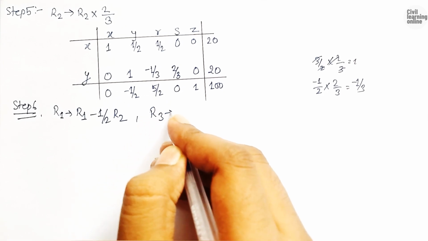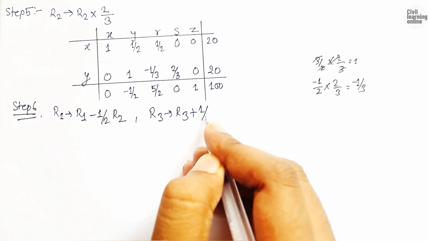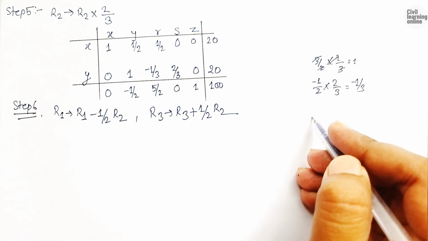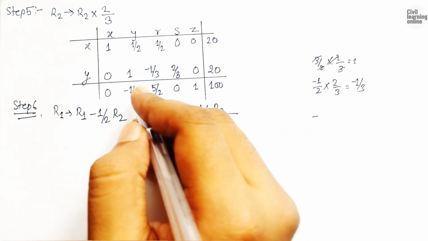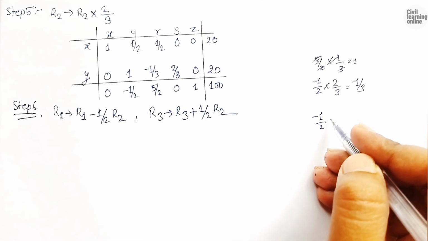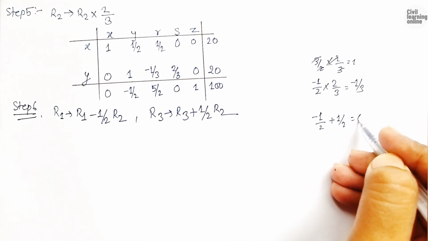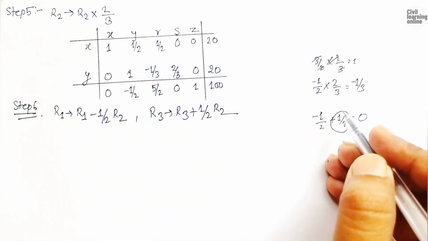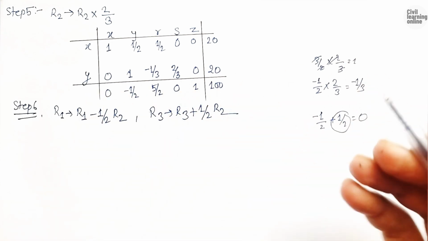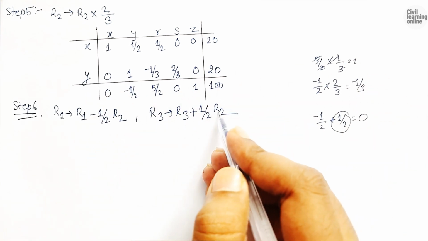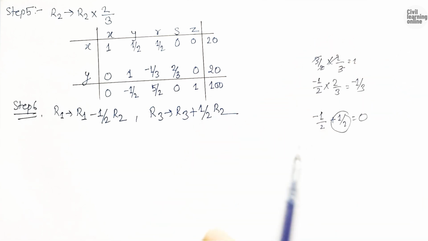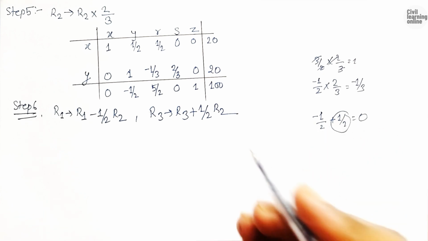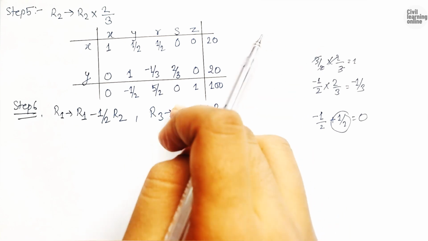Now for R3 implies R3 plus 1 by 2 R2. We will come to know just by observation. Suppose I am going to tell you about this element, how we can convert this to 0. We have minus 1 by 2, and if we add 1 by 2 then it will get 0. How can we add 1 by 2? If elements of R2 are multiplied by 1 by 2, then it will become 1 by 2, and R3 is minus 1 by 2, so minus 1 by 2 and plus 1 by 2 will get 0. On multiplying and adding, this element will get 0.